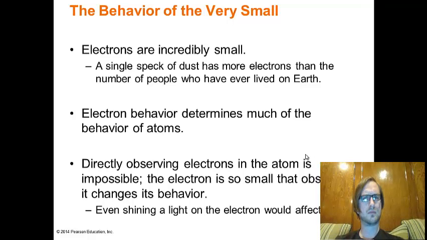Electrons are really small, so incredibly small. A single speck of dust is more electrons than other people have ever lived on Earth. Not just currently, but ever. And the mind has a hard time talking about numbers this big because they get distracting. We get to a point where I can't conceptualize any difference in my mind between 25 billion and 3 trillion. At that point, they're just really, really big. And so a single speck of dust with more electrons than people have ever lived on Earth, it's just mind-blowingly big.